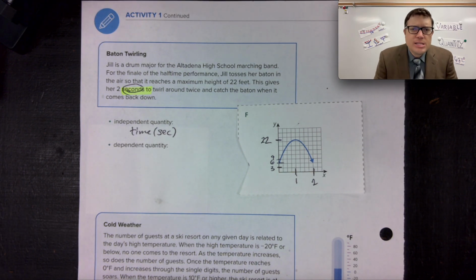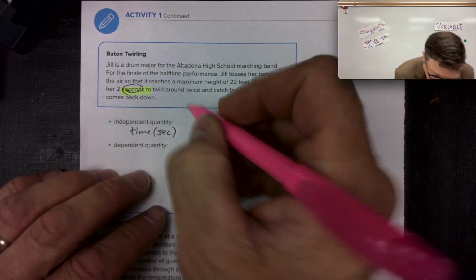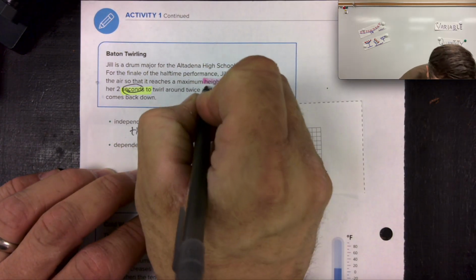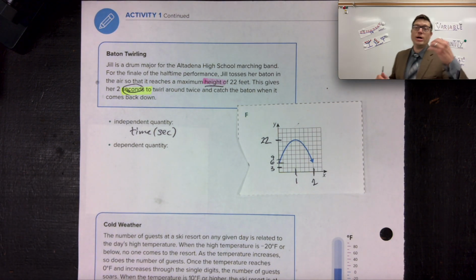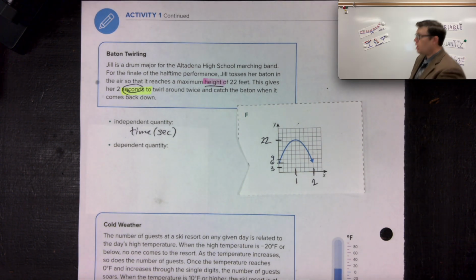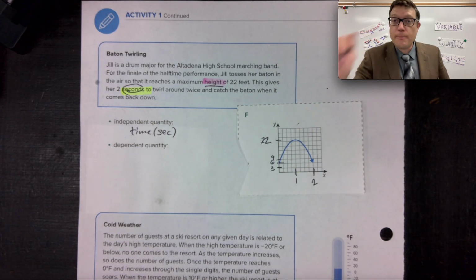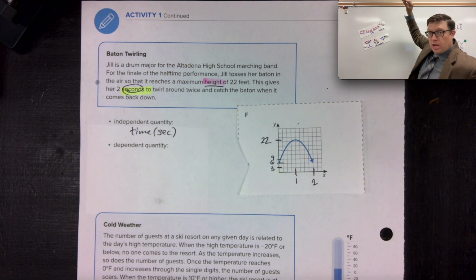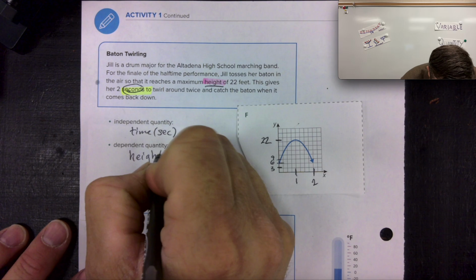So in this case, what's the dependent quantity? She's tossing her baton. And, well, when you toss a baton, you get a height. So that has to be height is the dependent quantity. How much time, like at what time, that's what it is. At what time did Jill toss the baton in the air, spin around, do a cool twirl, and then catch it? Because at a specific moment, we can say the baton is this high up in the air. So dependent height, measured in feet.